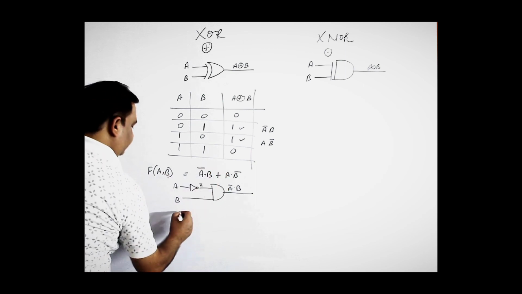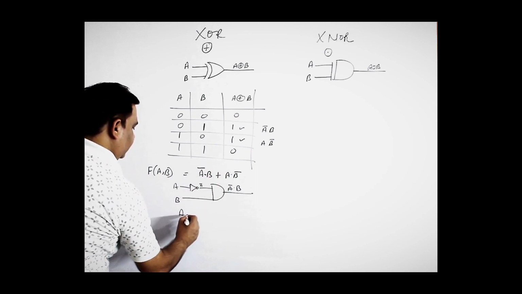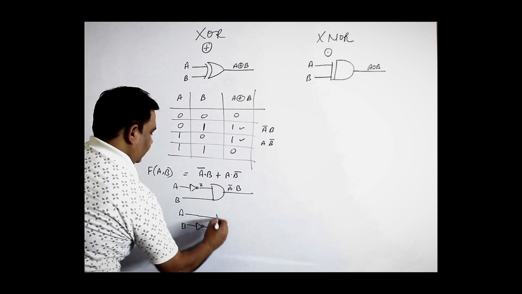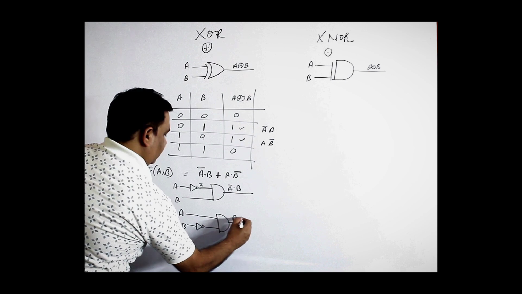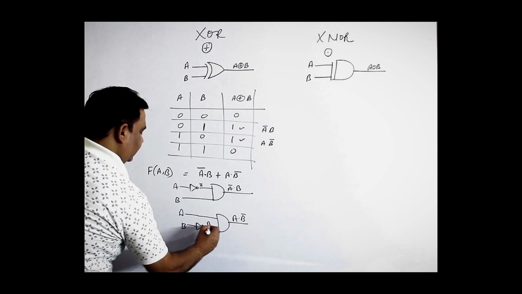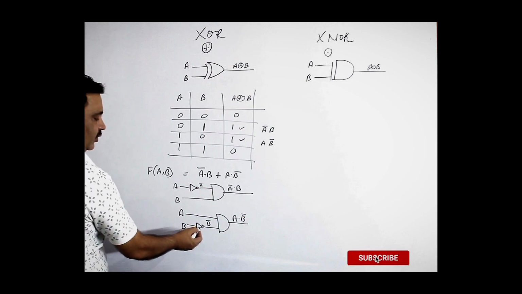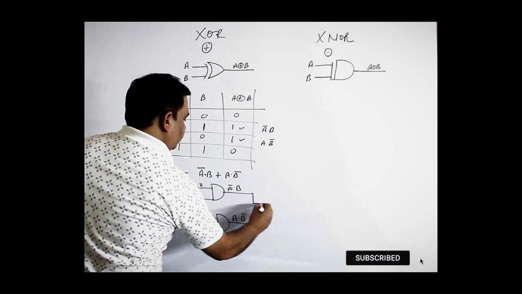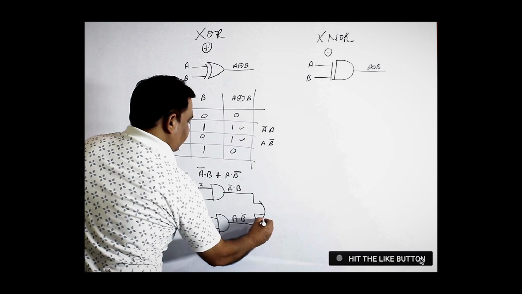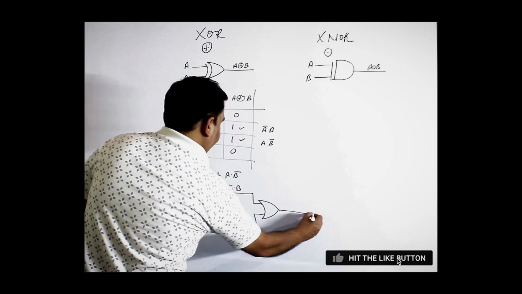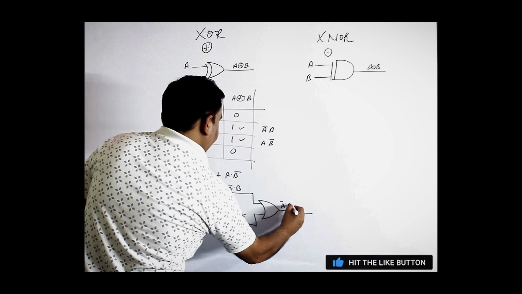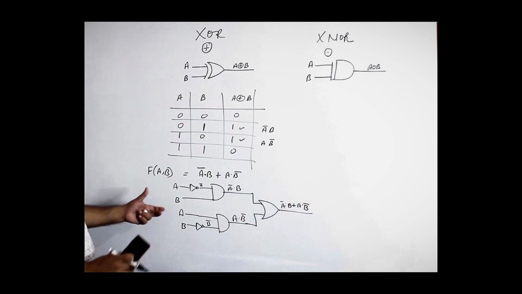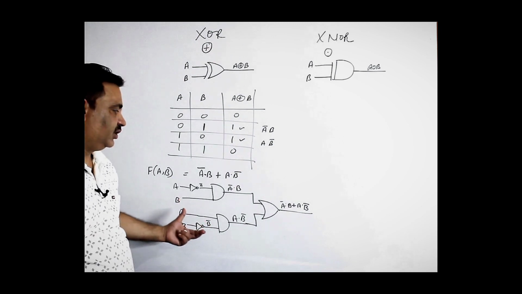Same with the second term, A and B complement, apply AND gate. So A dot B complement, here it is B complement, applying NOT gate. Now plus is there, so you have to apply an OR gate in between these two. A complement dot B plus A dot B complement. In such a way you can draw the logical circuit.